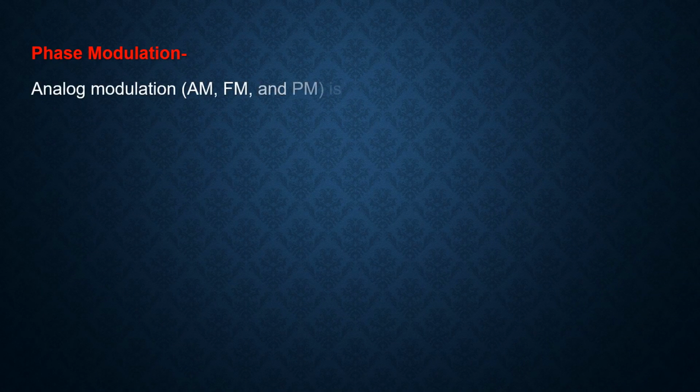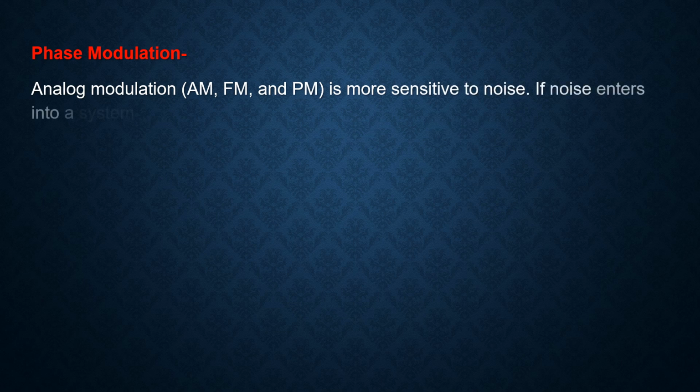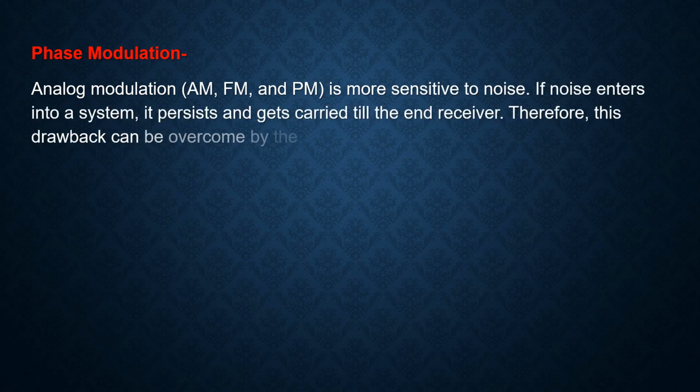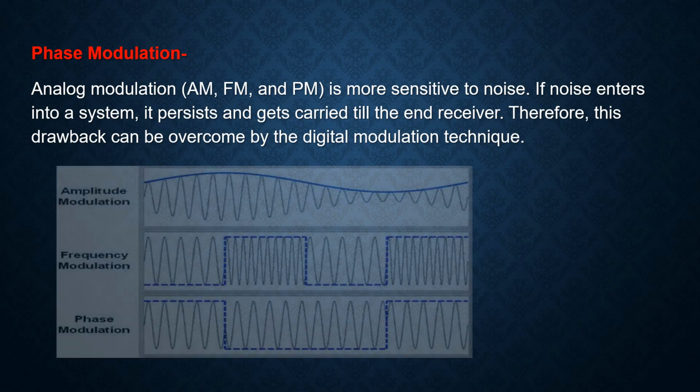Analog modulation is more sensitive to noise. If noise enters into the system, it persists and gets carried till the end receiver. Therefore, this drawback can be overcome by digital modulation technique.